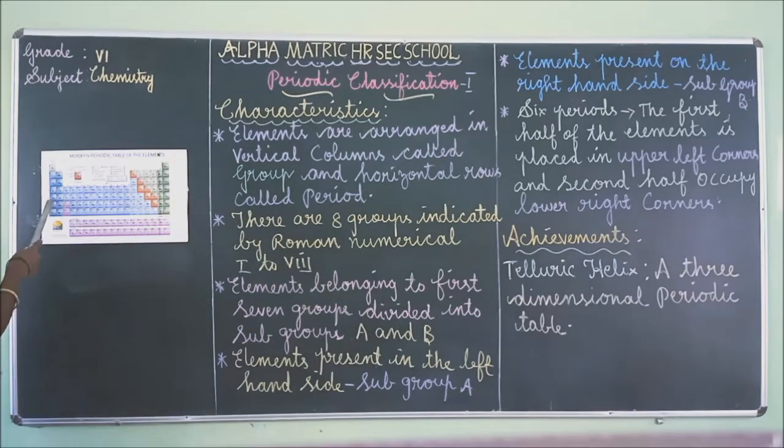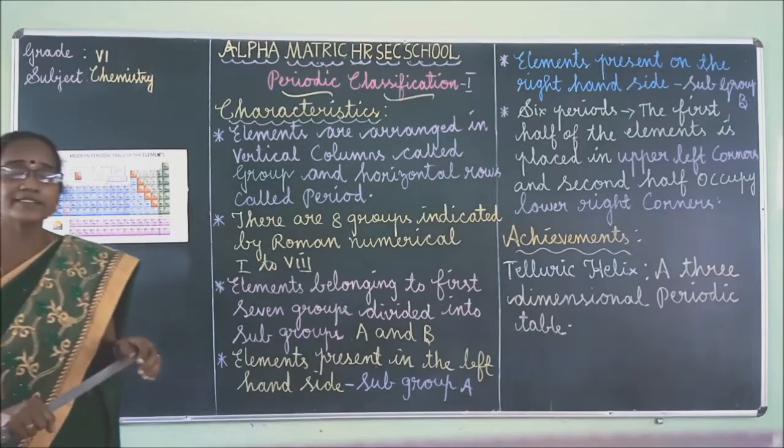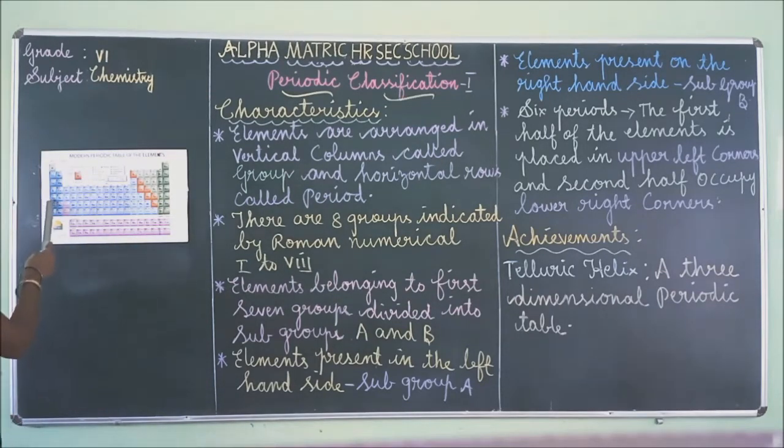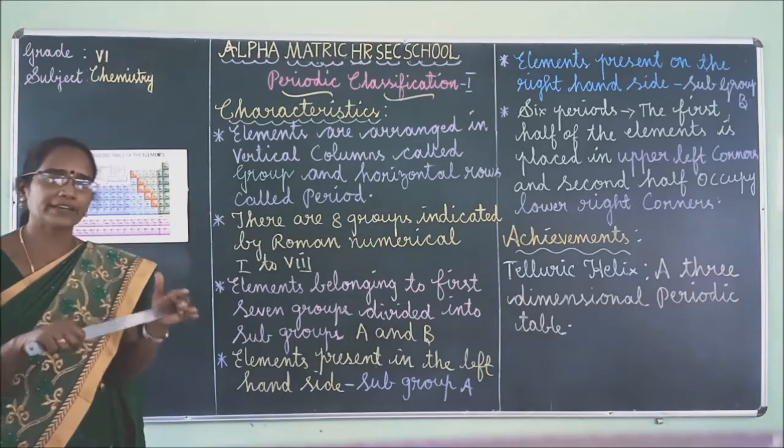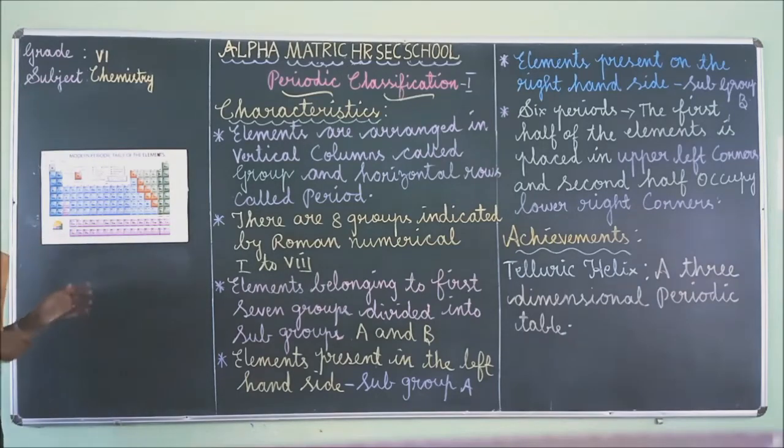Next, the fifth period is also a long period because it contains 18 elements, starting from rubidium to xenon, right? Next, the sixth period is the longest period. Why? Because 32 elements are accommodated in this sixth period, starting from cesium to radon, right? Starting from cesium to radon.